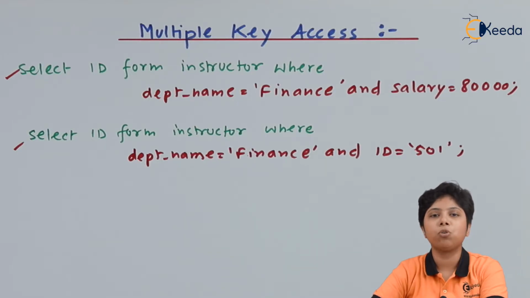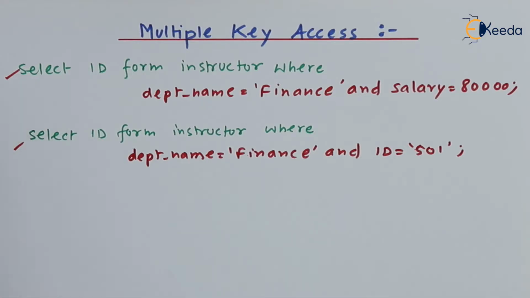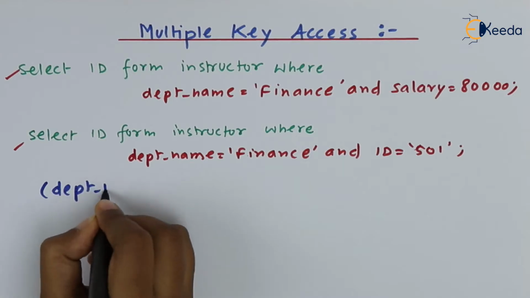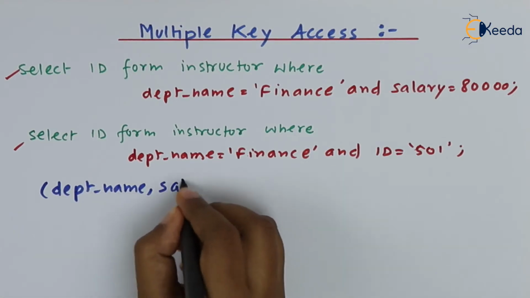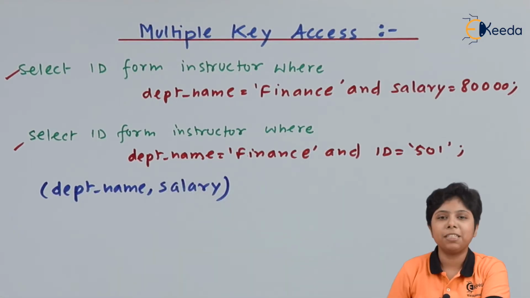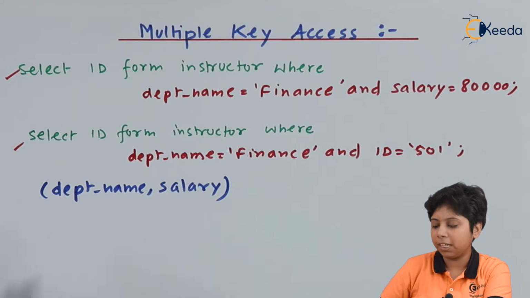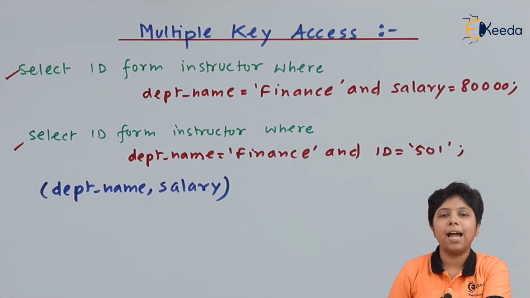So first we need to create a multiple key, and the multiple key looks like department name and salary. Now we could create a B plus tree or an ordered index on this multiple key, that is department name and salary, and then use the B plus tree to actually fetch the result for this query.